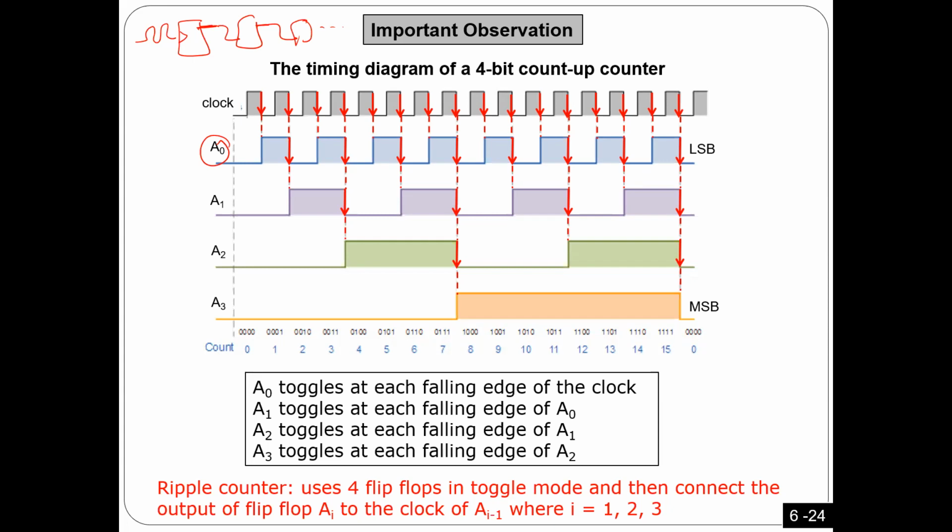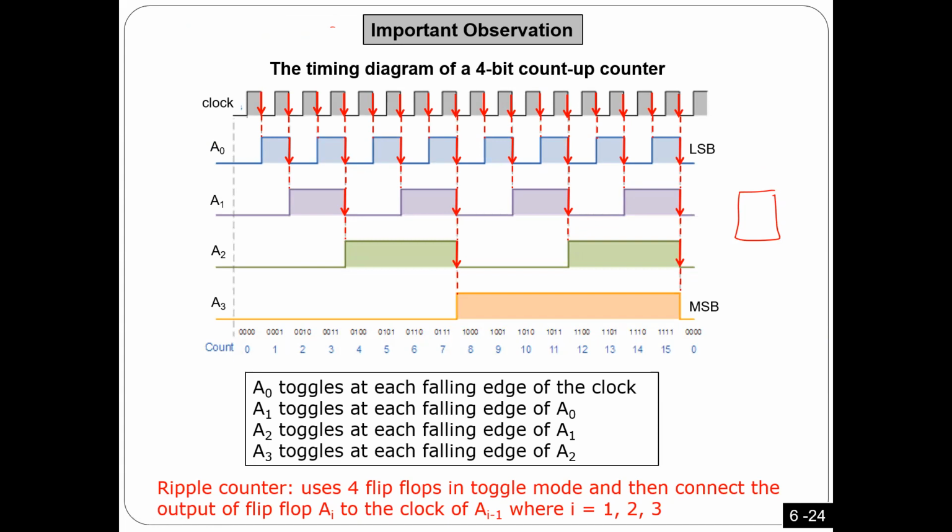The first one here has to toggle at every falling edge from the clock. This one has to toggle at every falling edge from this one, and this one at every falling edge from this one, and so on. How can I do it? Very trivial. I need to make a flip-flop that toggles at every clock, so I have to select the input of the flip-flop to toggle every clock.